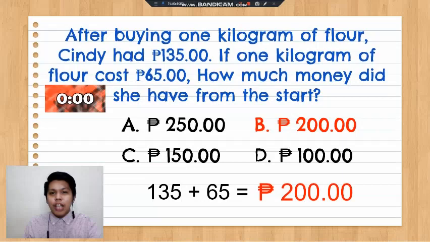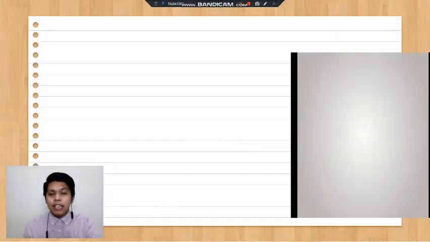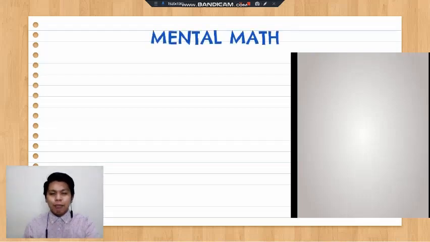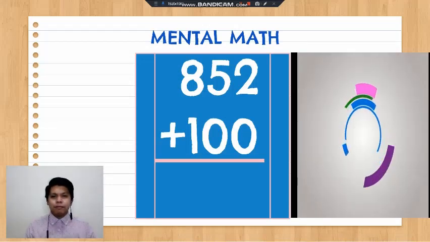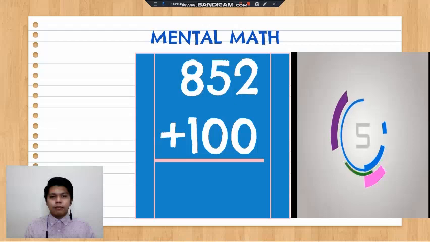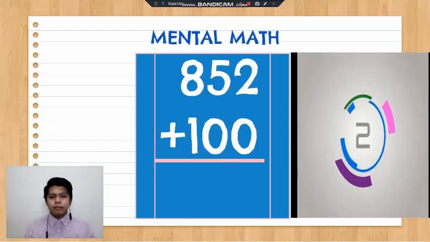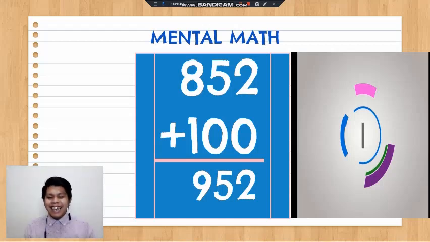Now let's go to our topic for today. But first, let's practice your mental math. You have 10 seconds to solve each of the problems. Here is the first one. 852 plus 100. Answer, 952. So you just have to add the 8 and the 1, then copy the 10s and the 1s, right? So that's why it's 952.